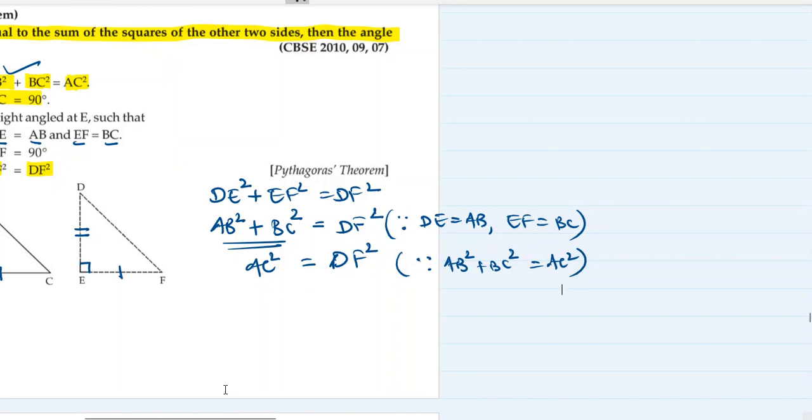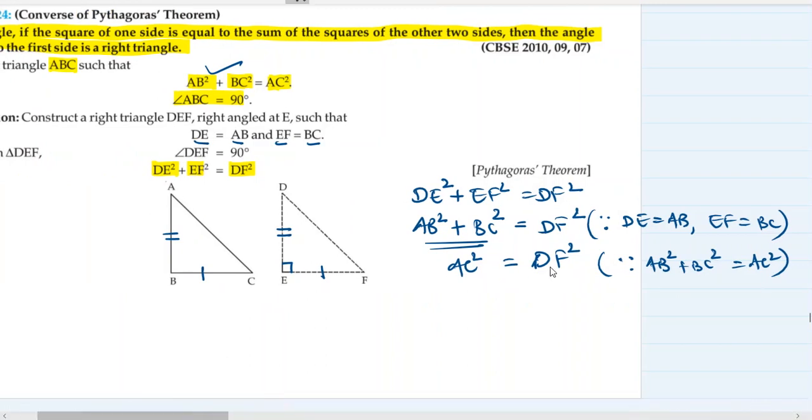So AC square becomes equal to DF square, and therefore AC becomes equal to DF. We have proved it. Now look at these two triangles. Can you prove these two triangles congruent? ABC and DEF? Yes. By which test? By SSS test. They are congruent. It is visible. So you have to write the whole proof.